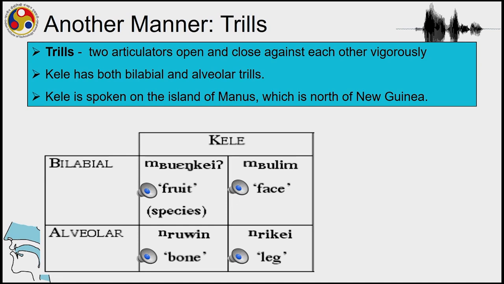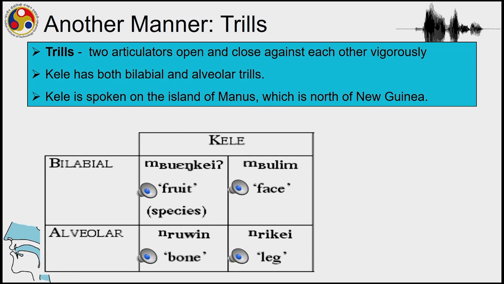Let me play the bilabial and alveolar. Branke. Pulim. Ruin. Rekei. Okay. So those were the bilabial. Branke. That's bilabial. Ruin. This is alveolar.